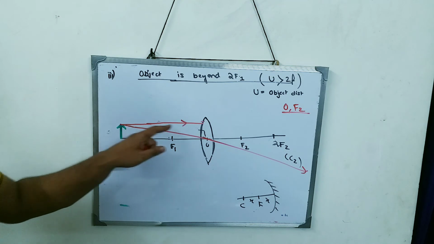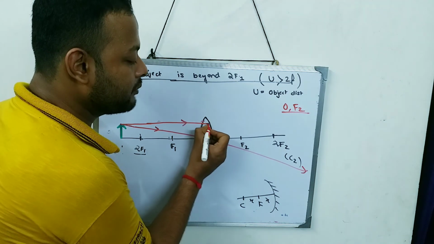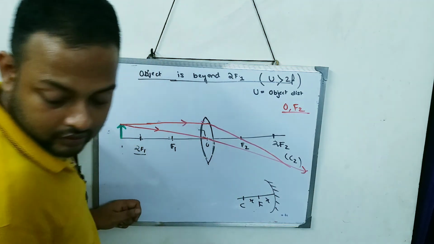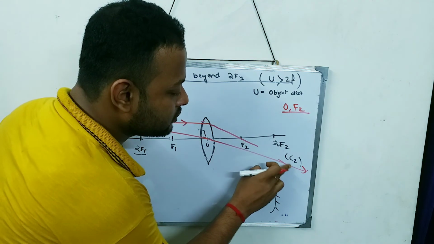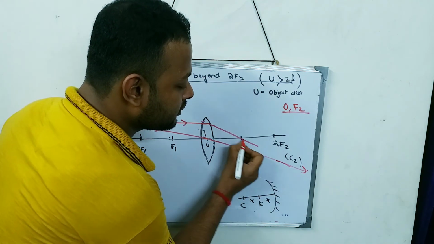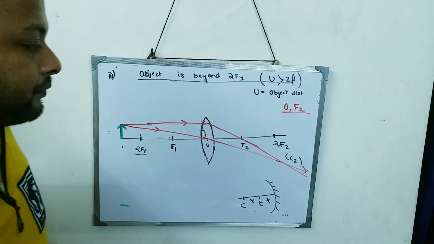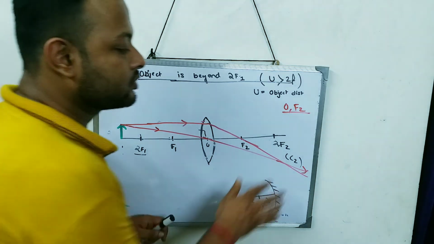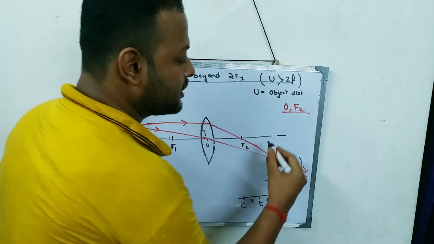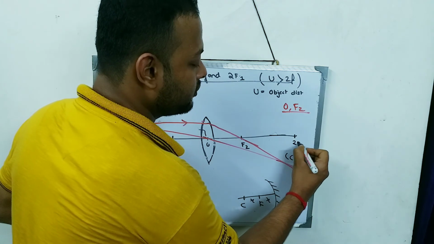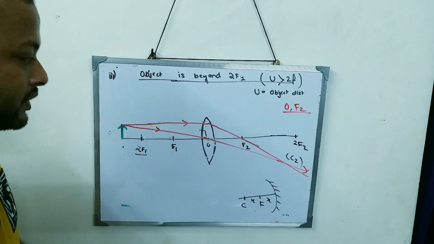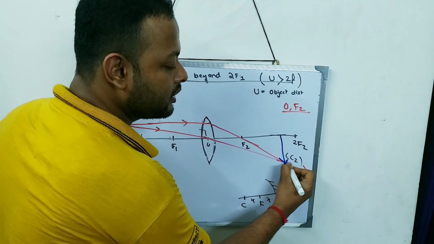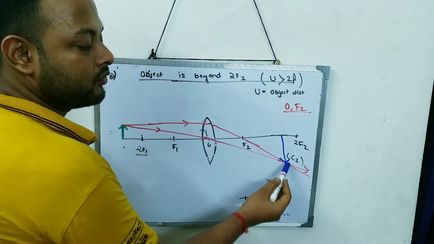Now this ray, which is parallel to the principal axis, after reflection, what will happen? It will pass through the second focus, like this. Since I am doing a little bit of freehand, you have to just adjust over here that my second focus 2f2 is over here. Now the two rays happen to intersect at this point, and this is the point where the image is going to get formed. So the image will be formed over here.